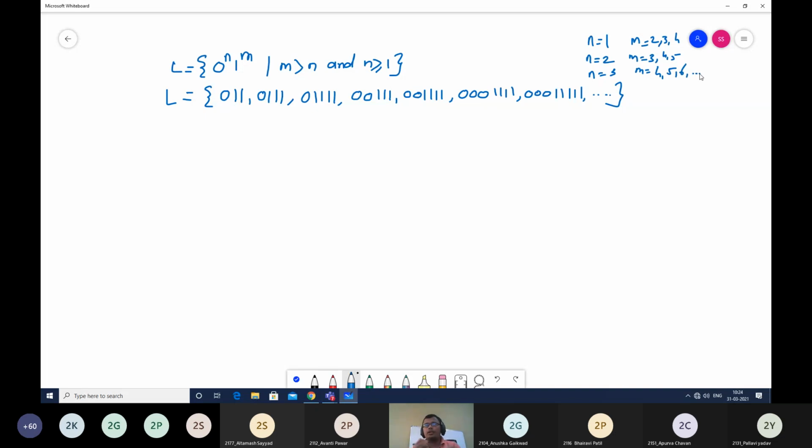So accordingly, if we try to generate strings out of 0 and 1, these are some sample strings that I have written. Are these strings understood, students? Yes, sir. Now let us think of writing a grammar for this.